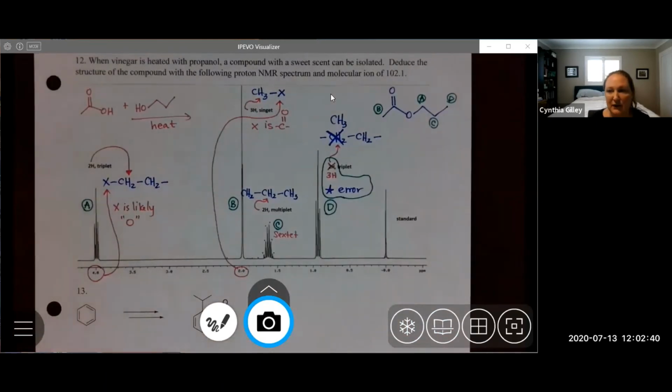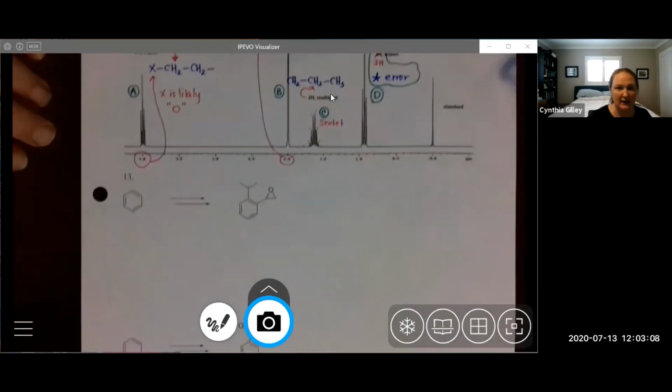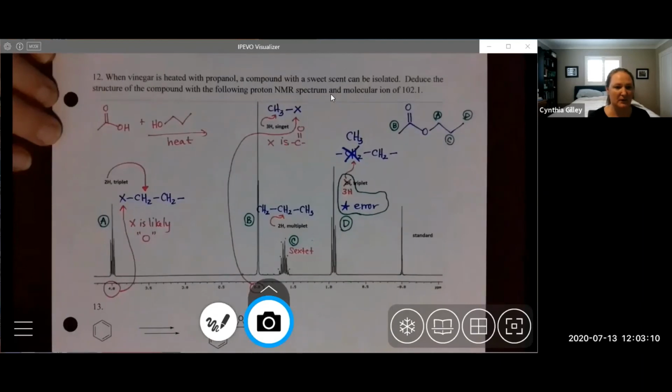That was probably pretty difficult if you didn't know there was an error there. So don't worry too much right now about NMR. I know you're working through the activity and that will help. And typically I try not to make so many errors. Okay, any questions on the NMR before we move on?